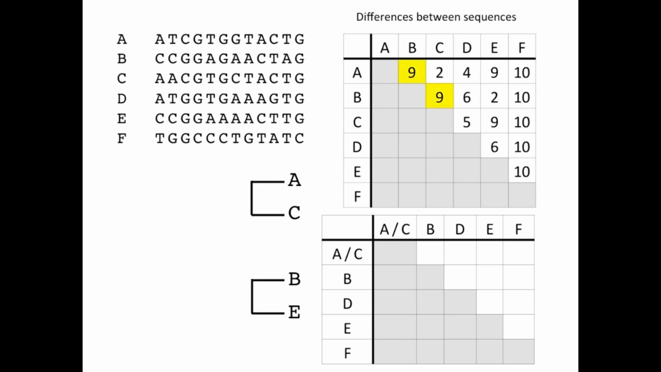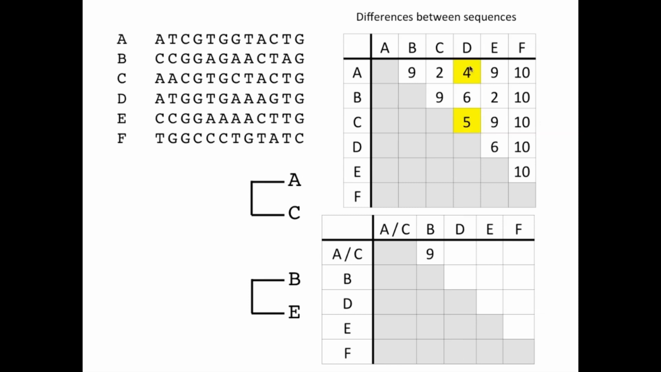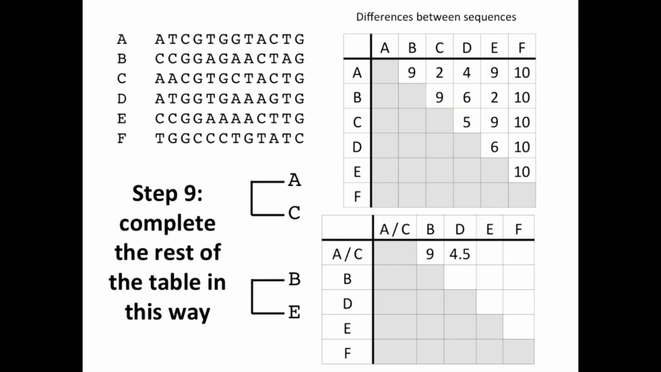We see there are 9 differences between A and B, and 9 differences between C and B. So the average difference of A and C to B is 9, and we can make that entry on our new table. Move to the next position, D. We can see there are 4 differences between A and D, and there are 5 differences between C and D. So the average difference of A and C to D is 4.5, and we can add that entry on our new table. We can complete the rest of the table in this way.